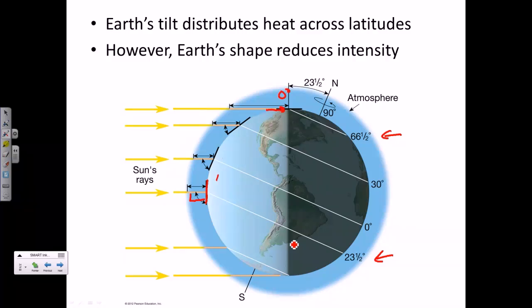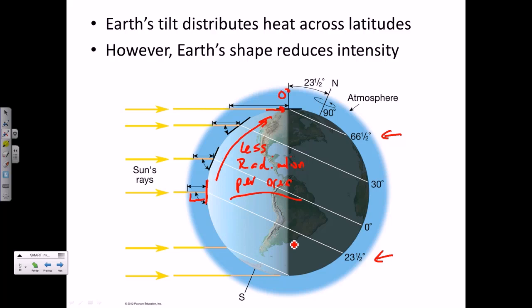And so as you head north, you get less radiation per area. And you'll notice it has kind of nothing to do really with the Earth's tilt. It has to do with the fact that the Earth is round. And that's one of the key observations here, that the Earth is round.